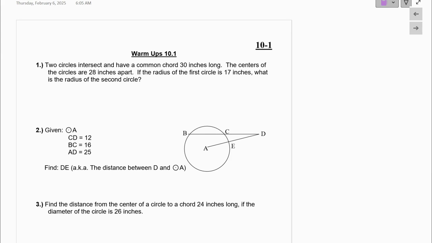And so yeah, here we have 2 circles intersect and have a common chord of 30 inches. So little vocabulary here. Chord is any segment that goes from one end of the circle to the other. So its endpoints are on the circle. So saying it as a common chord means it's shared between the two. So we have that there, and that's our chord there in black. So this is 30 inches.